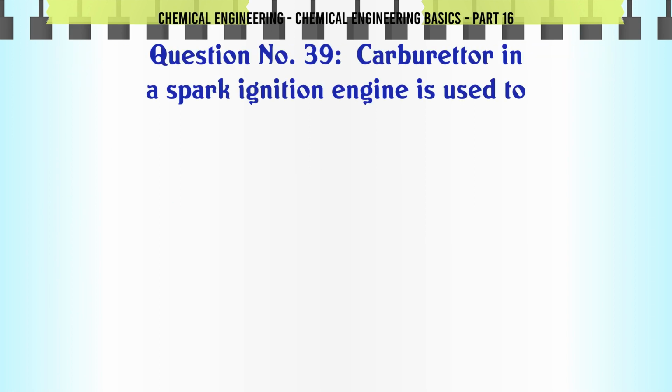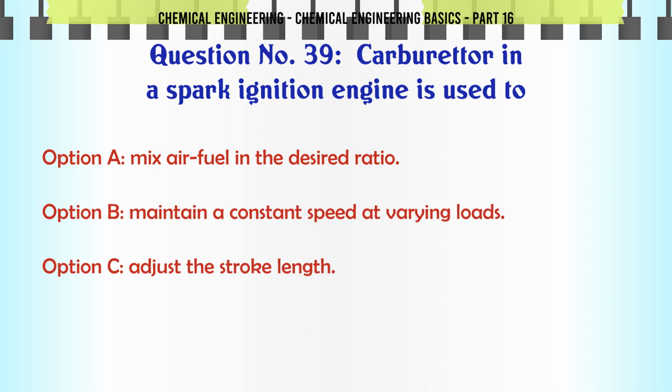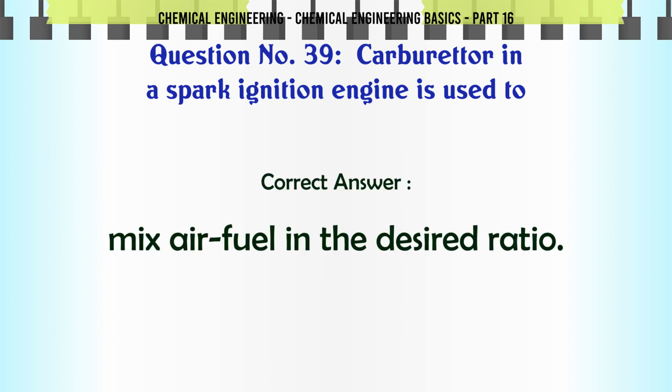Carburetor in a spark ignition engine is used to A, mix air fuel in the desired ratio, B, maintain a constant speed at varying loads, C, adjust the stroke length, D, increase the compression ratio. The correct answer is mix air fuel in the desired ratio.